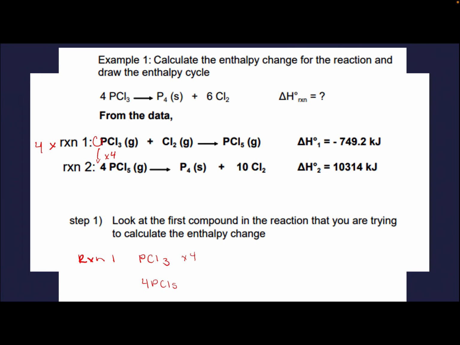PCl3. Okay? Oh, sorry, 3. Change it out. 3, because this is a 3, not a 5. Plus 4 Cl2, and that's going to convert to 4 PCl5. Okay, so therefore, the change in enthalpy, because we have to do the same thing, is going to be negative 2,996.8 kilojoules. Okay, so that is what's going to happen.